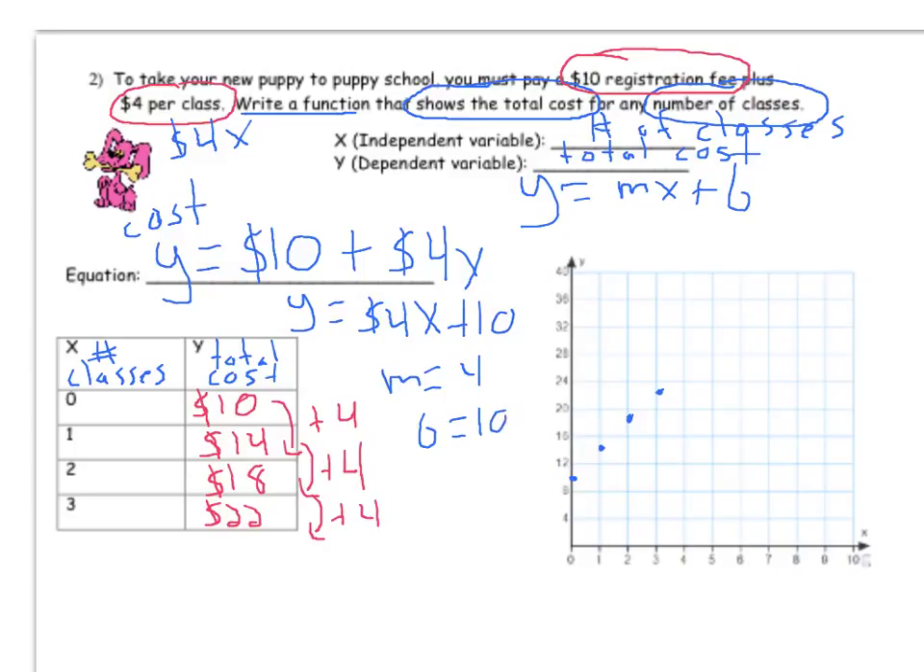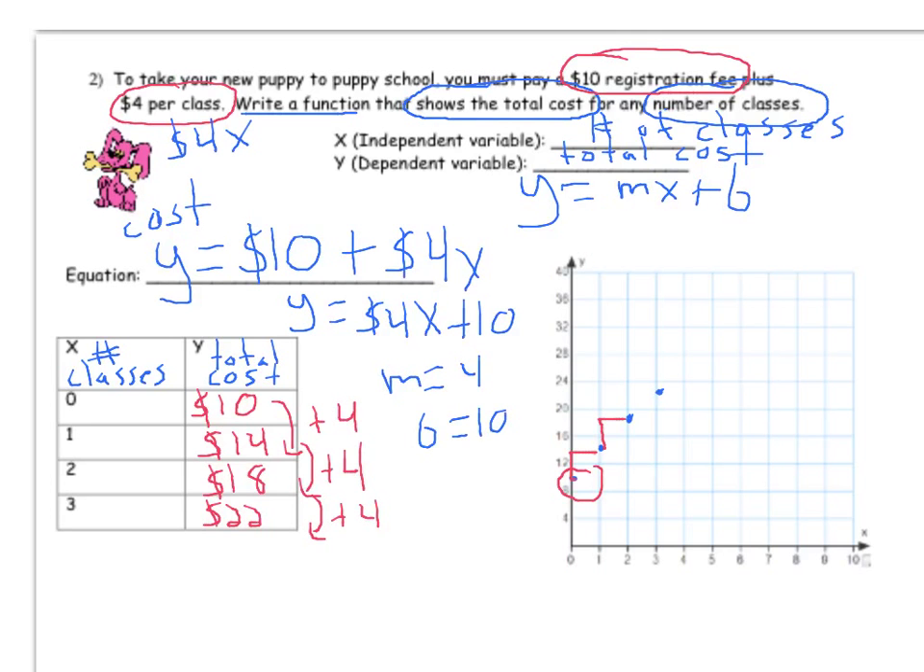If we take a look at our graph down below, the y-intercept is 10, and we see that it actually crosses at 10. The slope is 4. If we were to do our rise over run, we see we go up 4 and to the right 1 to get from every point, up 4 and to the right 1.